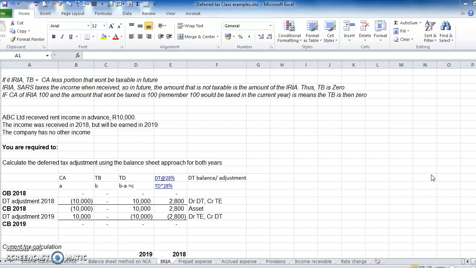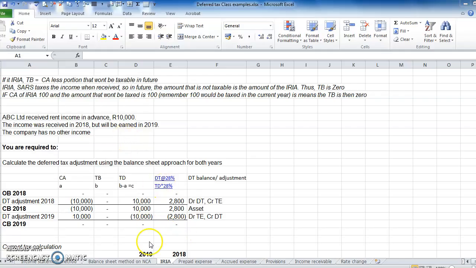So, the carrying amount of the liability, I mean, from an accounting perspective, that's easy, right? So I'm not going to go over that. It is whatever we have received and not yet earned, right? Because remember, income received in advance is recorded as a liability because we've received income but we've not yet earned income. So the carrying amount is easy. So what we're going to be focusing on is the tax base, right? So how do we determine the tax bases of income received in advance, prepaid expenses, accrued expenses, provisions, and then income receivable, right? So that's what we'll be focusing on.